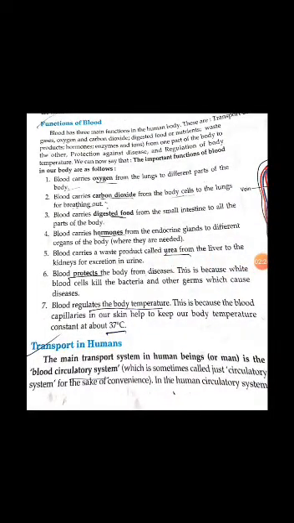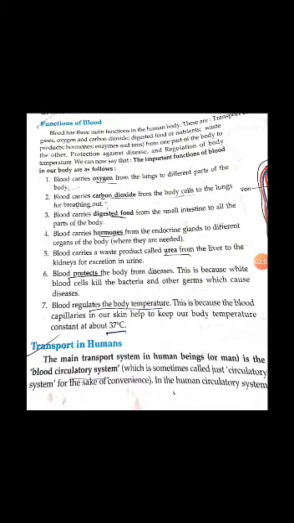Now functions. What are the functions of the blood? Blood carries oxygen from the lungs to the different parts of the body, carries carbon dioxide from the body cells to the outside, carries the digested food, hormones, and urea to be removed by the blood. Then it protects the body from diseases and mainly helps in regulating the body temperature. So these are the main functions of the blood.